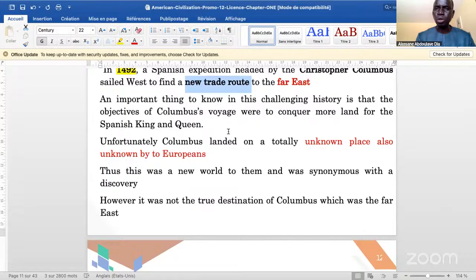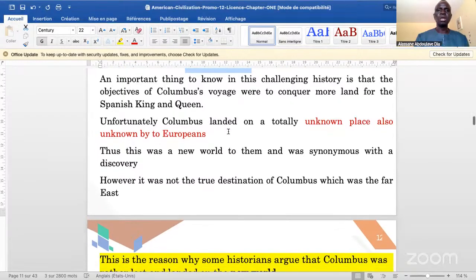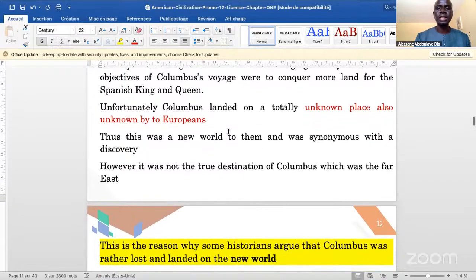It's just like you today, you say, I am going to Sebi Kotan, but you don't know where Sebi Kotan is. Take that as an explanation, I will come back. So what happened, unfortunately, it means accidentally, Christopher Columbus was lost. He was lost. And he landed in an unknown place.